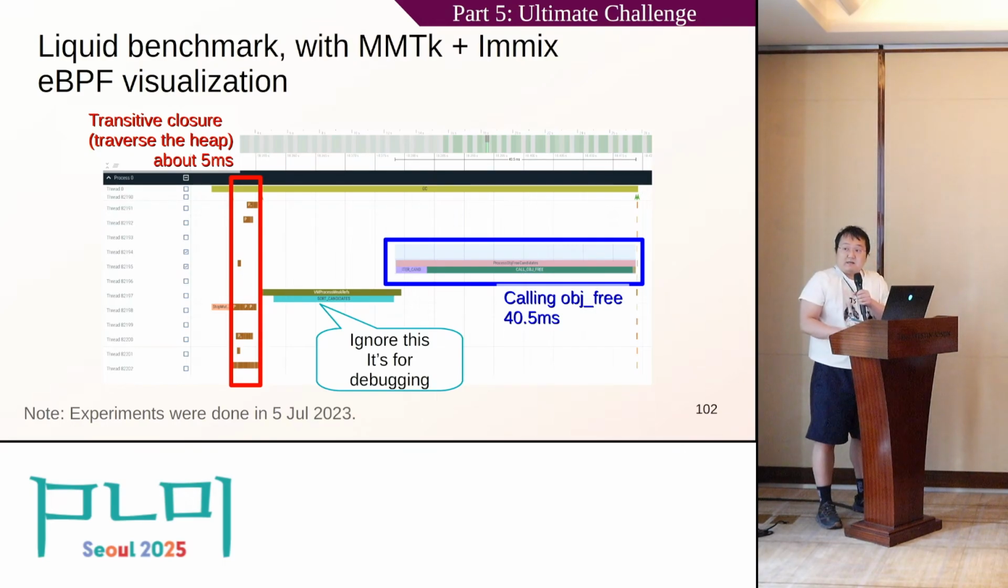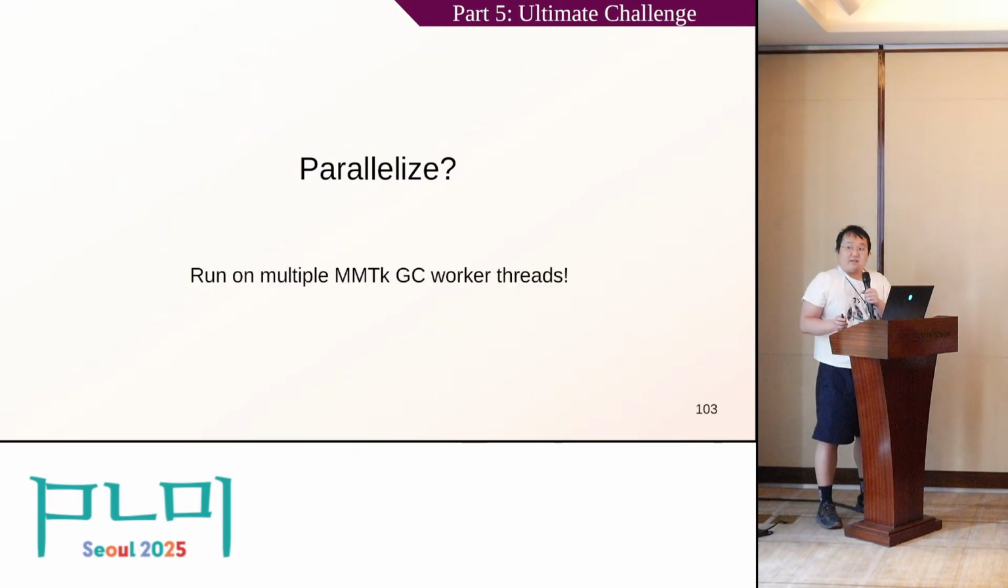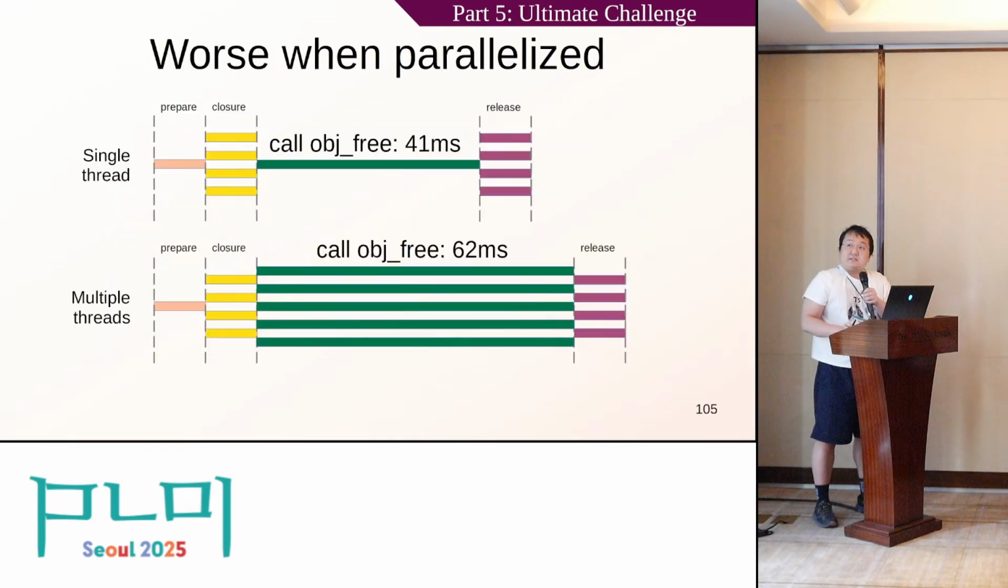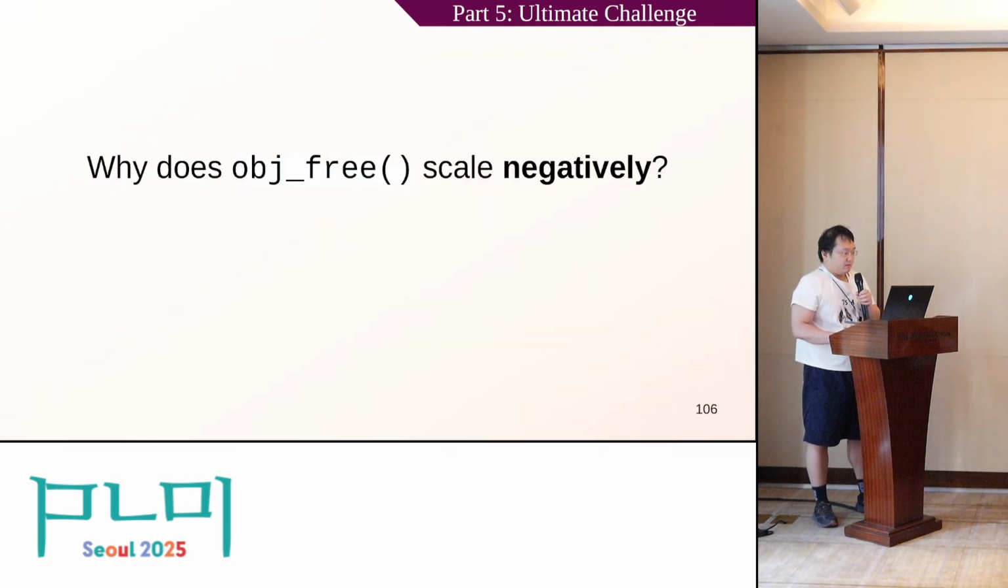So you may ask, this is single-threaded. What if you parallelize it using MMTk's worker threads? Well, if we parallelize it, it's even worse. So let's tidy up a bit. Just by calling that function in multiple threads, the performance degraded. This is quite counterintuitive. So why doesn't this finalization function scale?